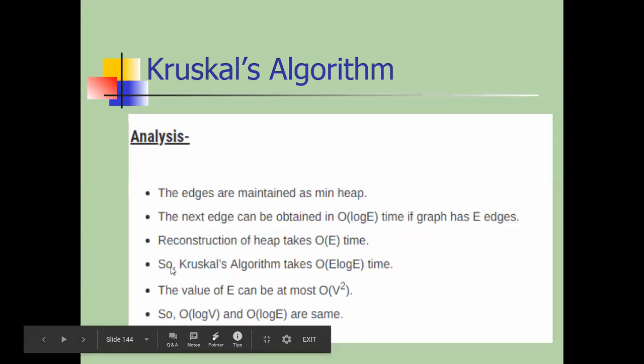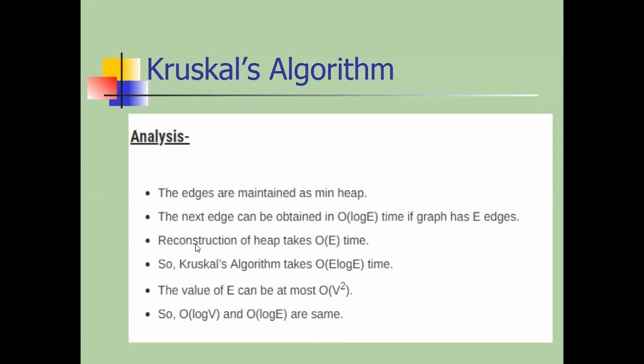So this is again the analysis part of Prim's and Kruskal algorithm. The edges are maintained as a min heap. Okay, the next edge can be obtained in big O of log e. This is very important, log e, because the graph has e edges. Yes, means we are considering half the edges because the minimum value we are going to consider, that's why it is log e. And again the Kruskal algorithm takes e log e because of reconstruction of the heap.